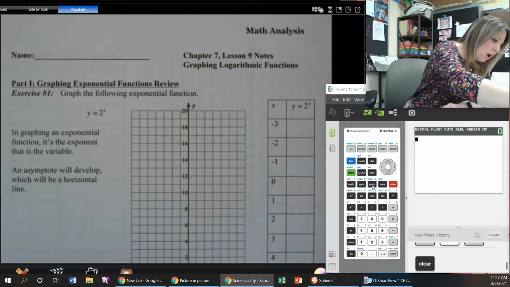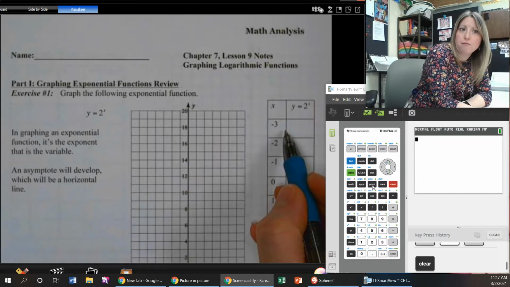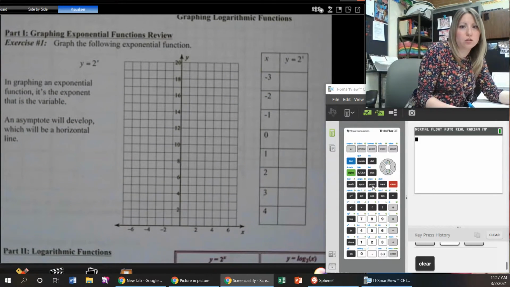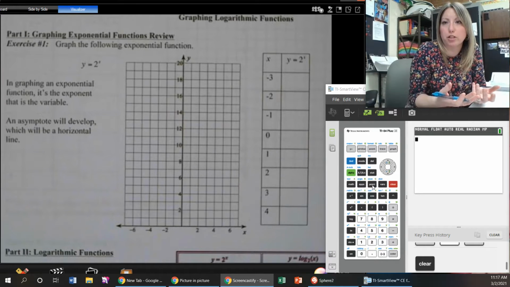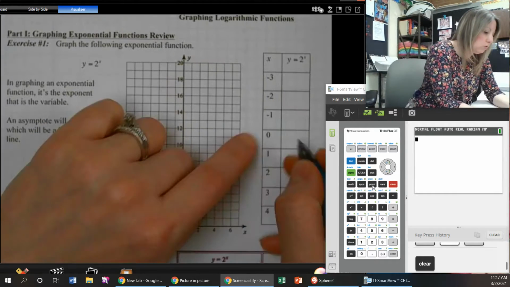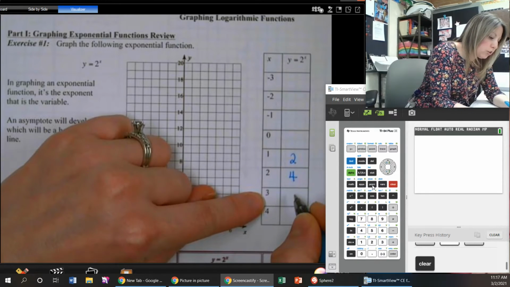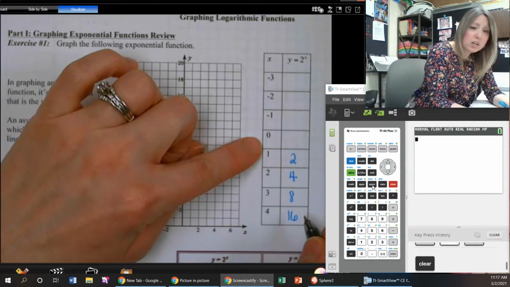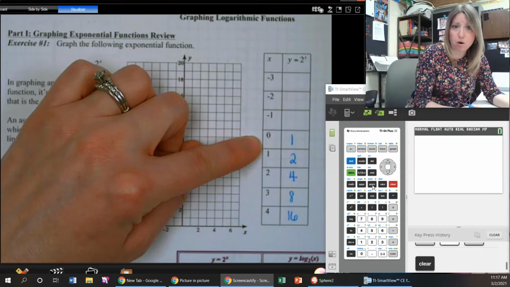So I'm going to start just by filling in the stuff that we know. This is, like I said, our classic growth function. We should have this memorized by now. What's going on here? 2 to the first power is 2, 2 to the second power is 4, 2 to the third power is 8, 2 to the fourth power is 16, right? Heading back, 2 to the 0 power, or anything to the 0 power, is 1.